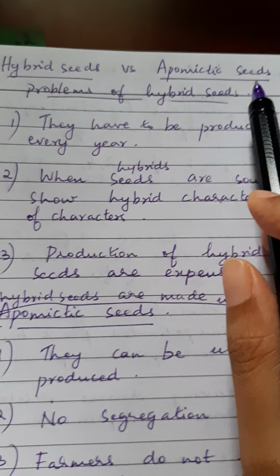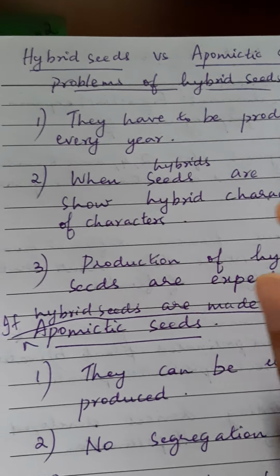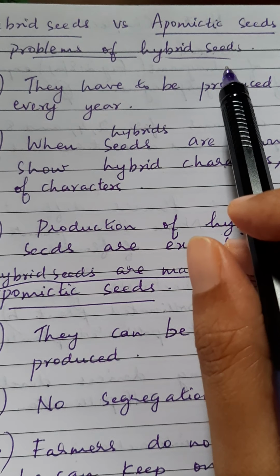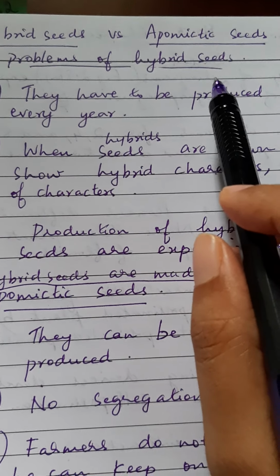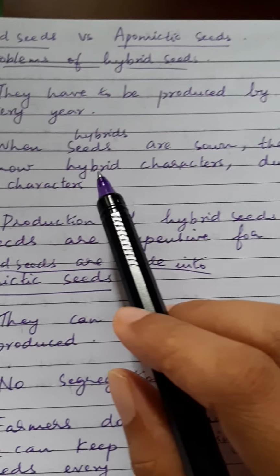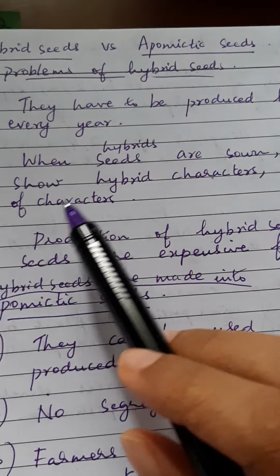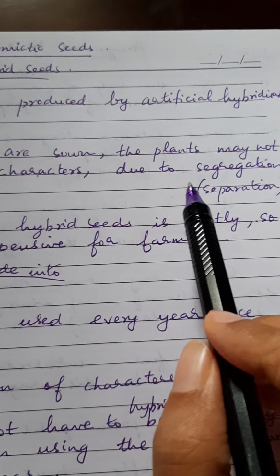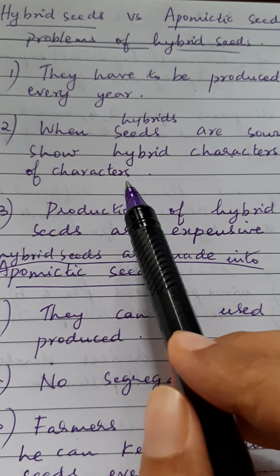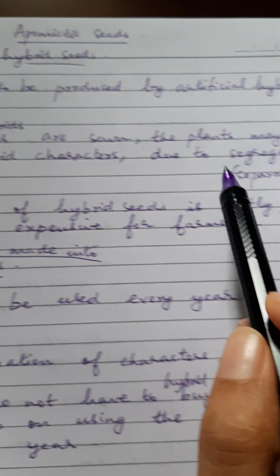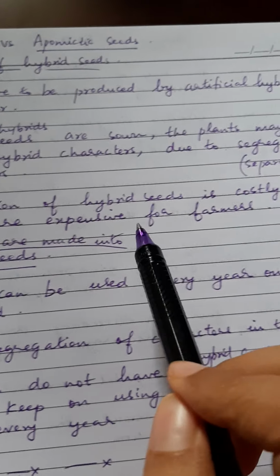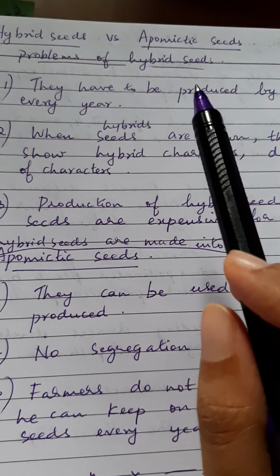Because of the advantage of apomictic seeds, being somewhat like asexual reproduction, hybrid seeds are being converted to apomictic seeds. What are the problems of hybrid seeds? Producing hybrid seeds is very costly. That is the first thing. The second thing is it has to be produced every year. Third, when hybrid seeds are sown, the plants may not show hybrid characters due to segregation of characters. So the characters we look for in a hybrid may not appear in the progeny because of the segregation of characters. And since the production of hybrid seeds is costly, it is expensive for farmers. So these are the disadvantages of hybrid seeds.